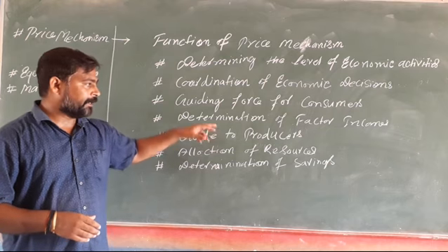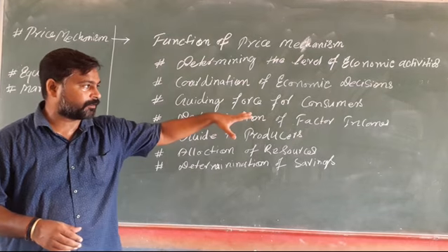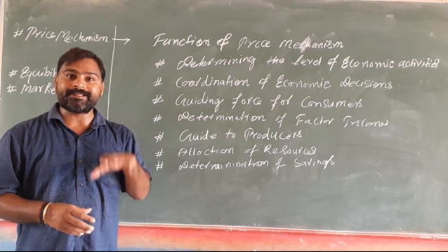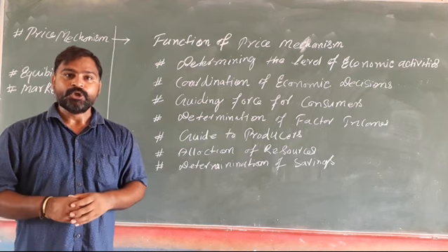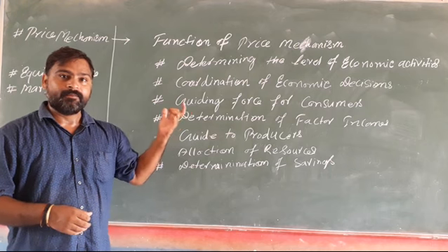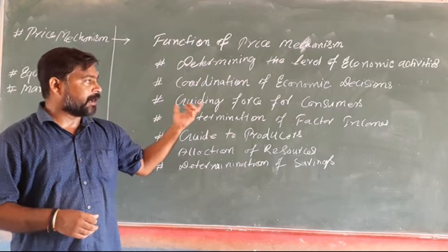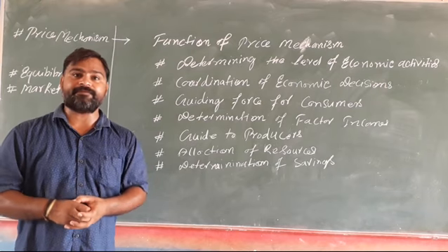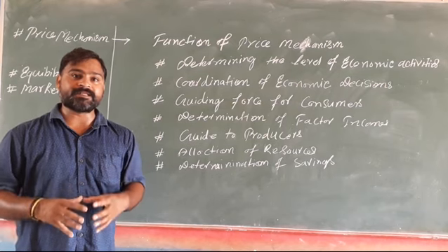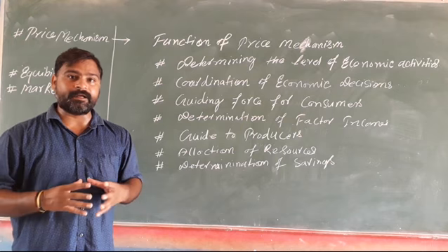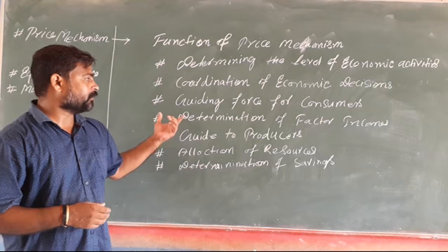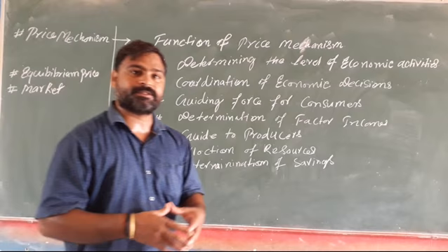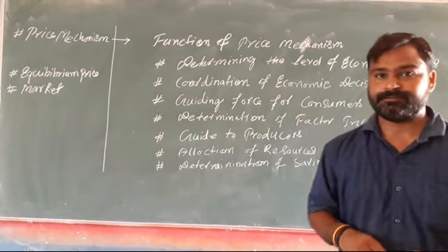As you know, in the next topic we will talk about the determination of factor income. So, the factor income and the price, both things are decided by the price mechanism. The consumer is guided by the price mechanism, or the market force, as to how much proportion of income he has to spend or how much income he has to save. Another one is the determination of factor income. The price mechanism also helps to determine the factor income.